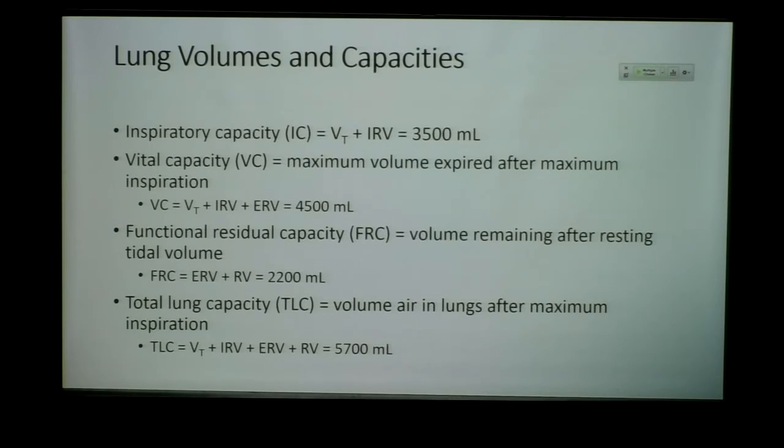So after you take your most forceful breath, and then you completely expire all that air out. So the deepest breath that you can take, that is your vital capacity, right? And that's one of the most important lung volumes. That's all the air you can get in and all the air you can get out. That's about 4,500 milliliters. Then we can speak about the functional residual capacity.